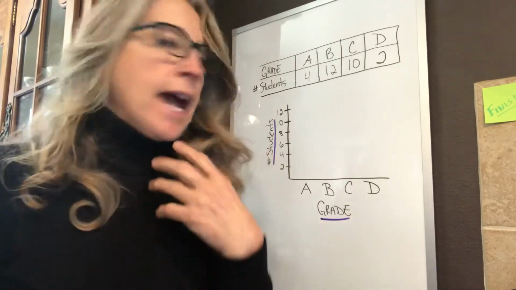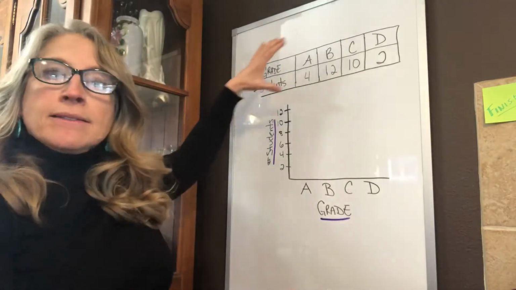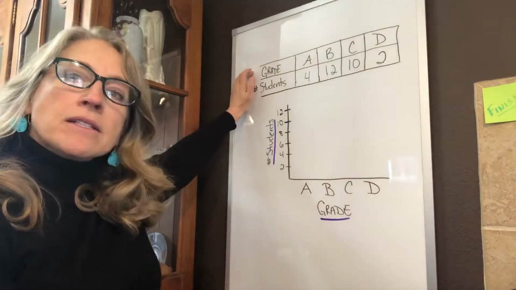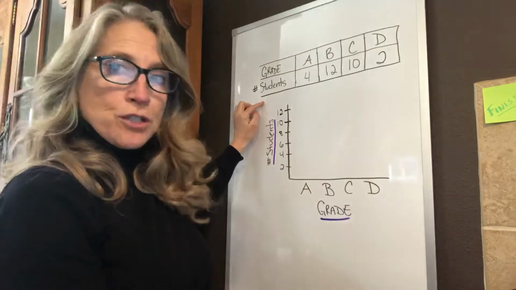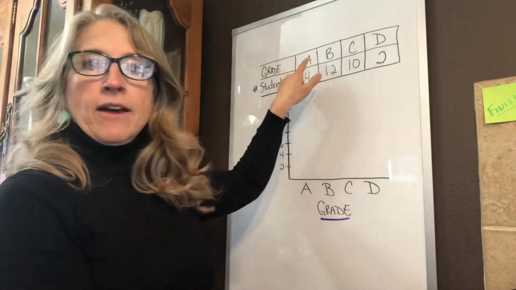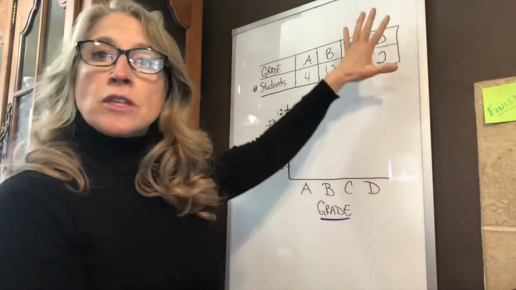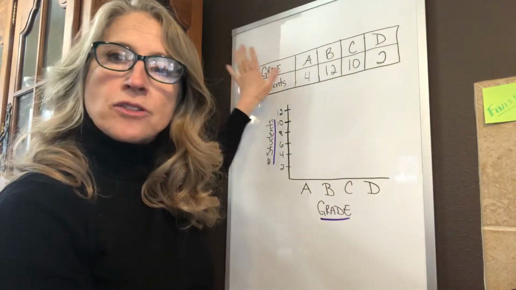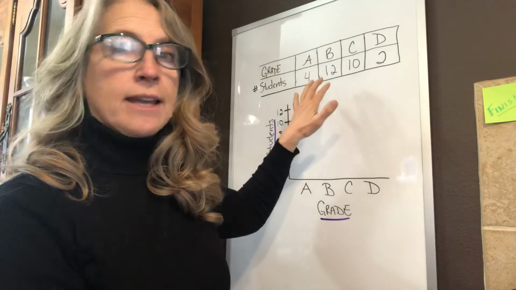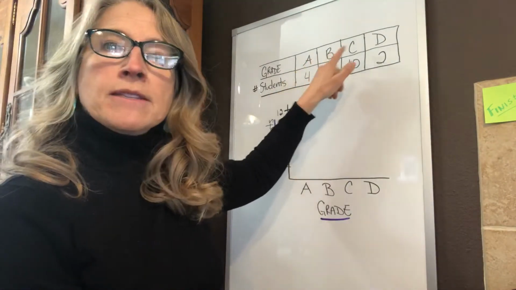So our categories, well, let me just talk about the data. So here's my data table, right? And I have my grades on the top, and numbers of students on the bottom. And across the top I have a grade of an A, a grade of a B, a grade of a C, a grade of a D. And so this would be like on a test, okay? These are the grades that students got in this particular sample of data. So my categories are going to be A, B, C, and D.